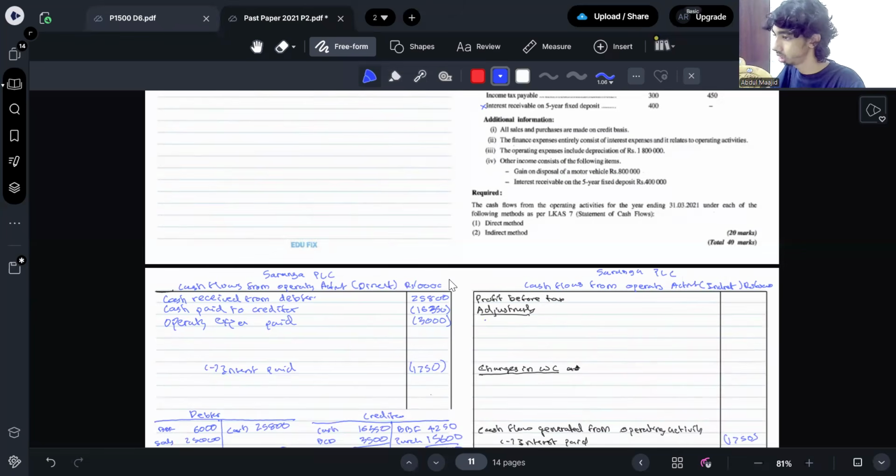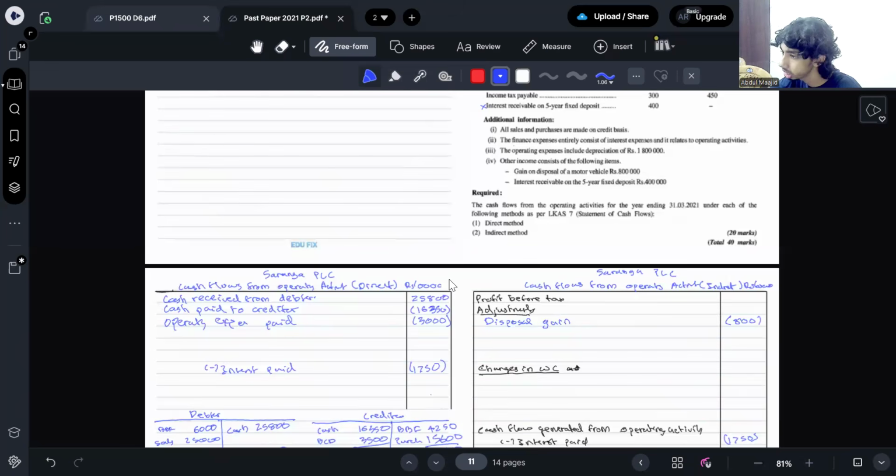The gain on disposal is already added to the selling price of that particular PPE, which is an investing activity. So you should remove it from adjustment. Disposal gain, you have to deduct. It's an income. To remove, you have to deduct. Disposal gain, you have to remove 800 under adjustment.